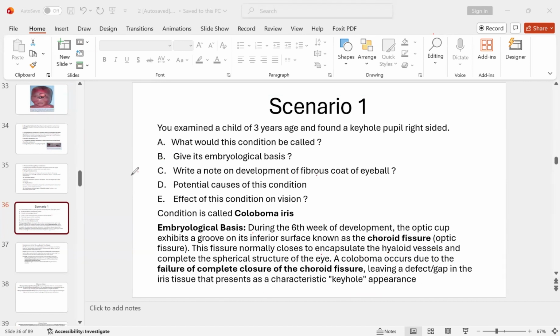So now let's move to the third question, which is: write a note on the development of the fibrous coat of the eyeball. The fibrous coat of the eyeball is the outer layer of the eyeball, as I mentioned in the first lecture. The fibrous layer of the eyeball is made up of the sclera and the cornea. The development of sclera and cornea we have discussed in our previous lectures, so you have to watch our lectures which are available on YouTube on the development of sclera and cornea.